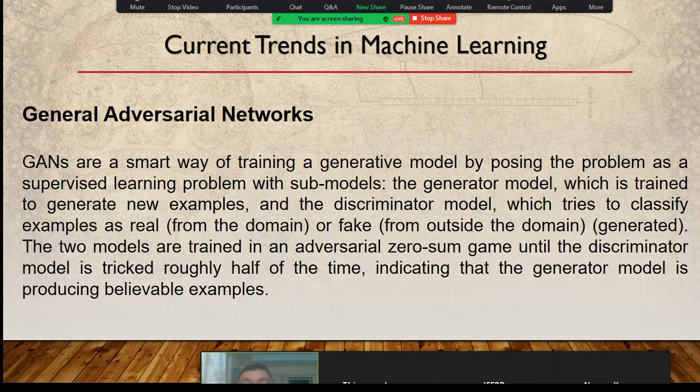Generative adversarial networks. GANs are a smart way of training a generative model by posing the problem as a supervised learning problem with two sub-models: the generator model, which is trained to generate new examples, and the discriminator model, which tries to classify examples as real, from the domain, or fake, generated from outside the domain. The two models are trained in an adversarial zero-sum game until the discriminator model is tricked roughly half of the time, indicating that the generator model is producing believable examples.